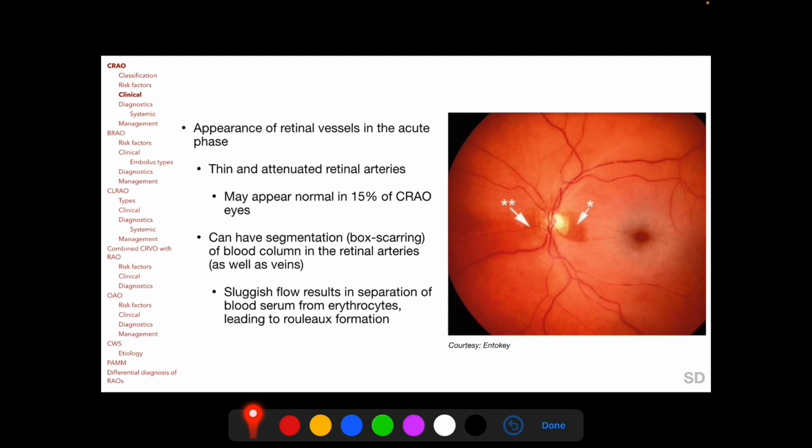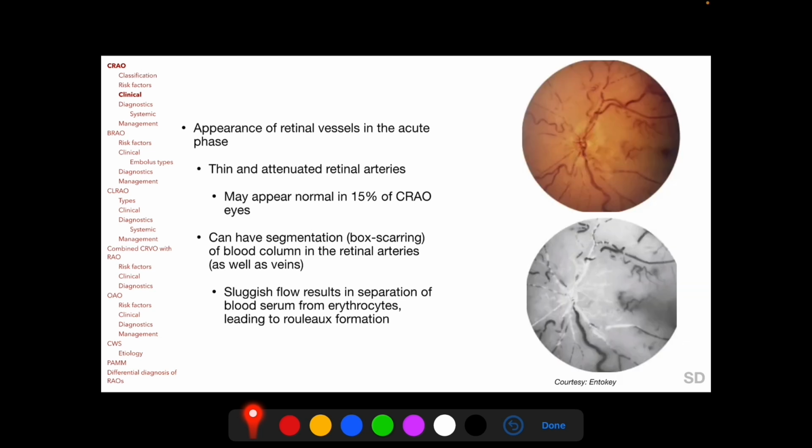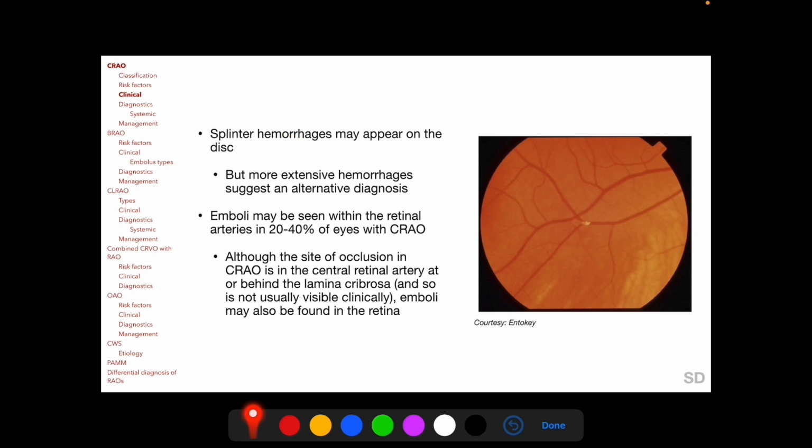So we can see segmentation of the blood column both in the retinal artery and in the retinal vein in this clinical photograph, and more prominently in this clinical photograph. Splintered hemorrhages may appear on the disc, but more extensive hemorrhages suggest an alternative diagnosis, such as combined CRVO with retinal arterial occlusion. Emboli such as these may be seen within the retinal arteries during fundus examination in 20 to 40% of eyes with central retinal arterial occlusion.